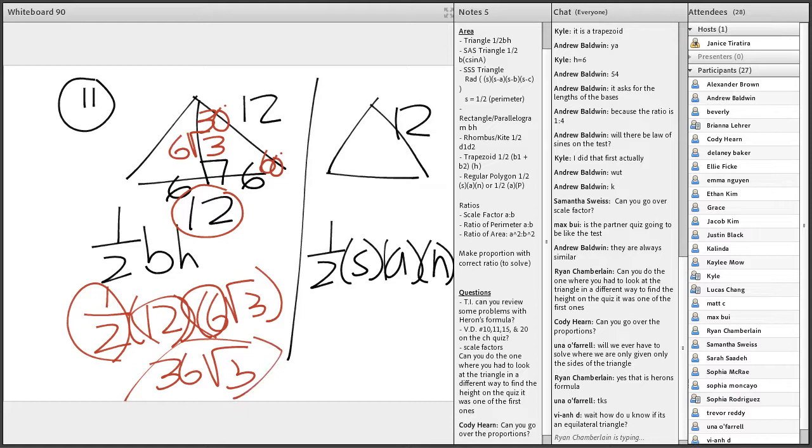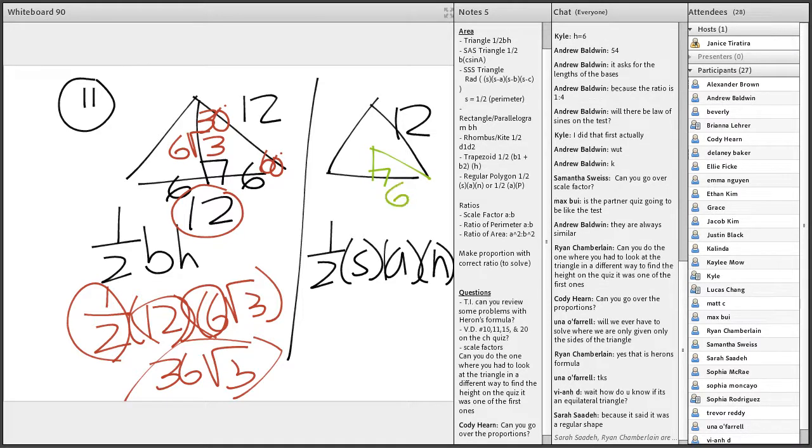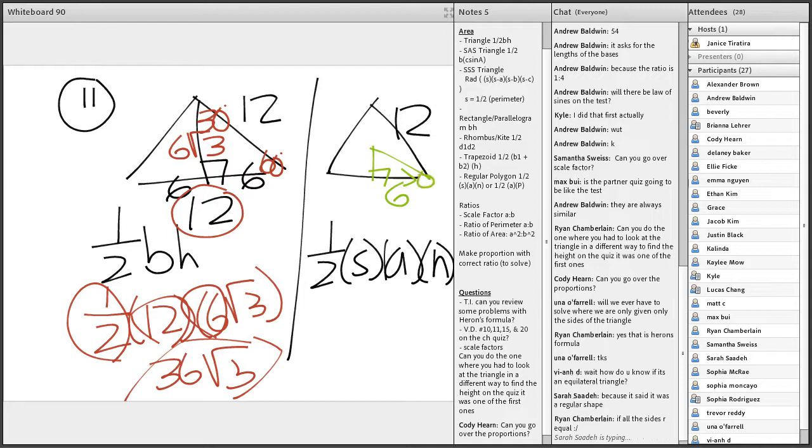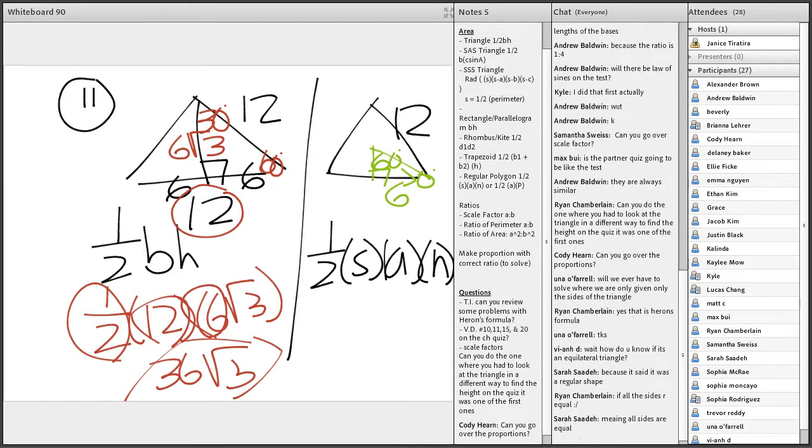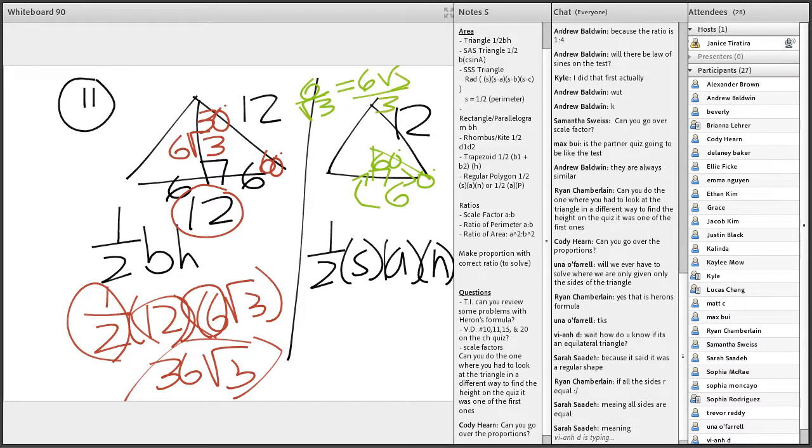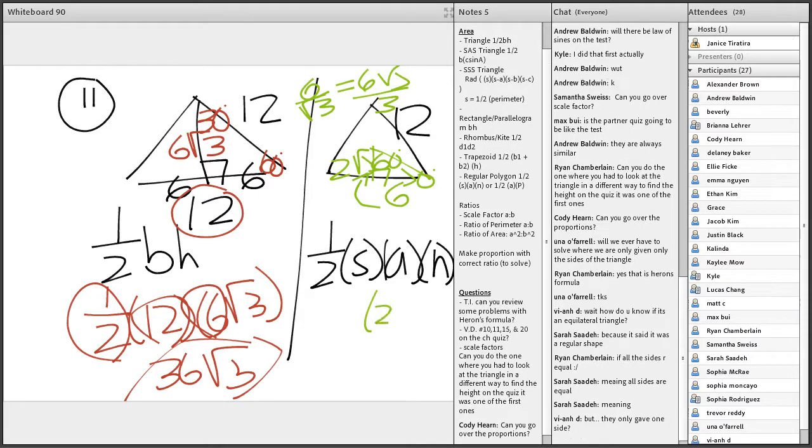The other way is if we do the 1/2 AP or 1/2 SAN. So we know this is 6 and this is 30 degrees and 60 degrees. So we would have to divide by rad 3. So 6 divided by rad 3 is 6 rad 3 over 3. So that's 2 rad 3. The apothem is 2 rad 3.